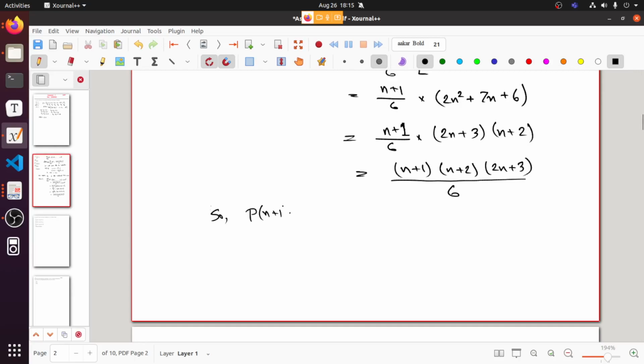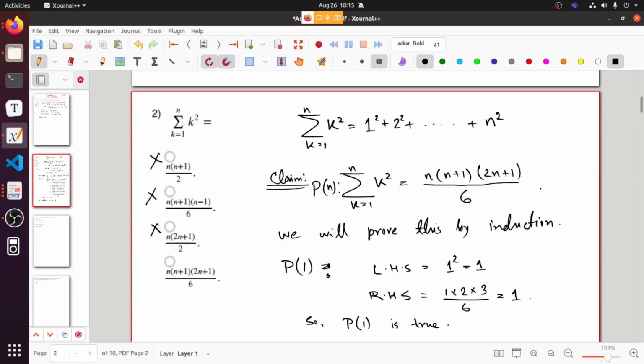So P of n plus 1 is true. So by induction we are done. What we have claimed is true for all n. So option 4 is correct. The sum of the squares of the first n natural numbers is n into n plus 1 into 2n plus 1 by 6.